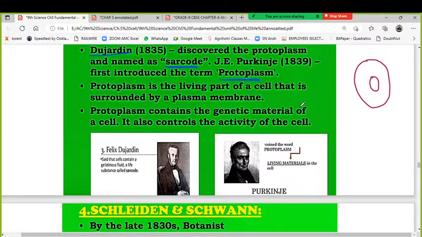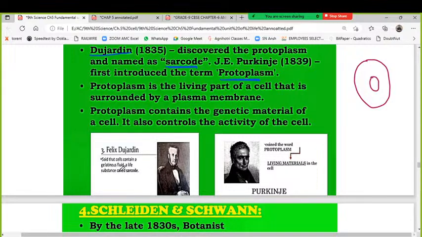Protoplasm contains the genetic material of a cell. It also controls the activity of the cell. Okay, and these are scientists that are there in front of your screen. They coined the word protoplasm, living material in the cell. It is by Purkinje. And what has Dujardin done?